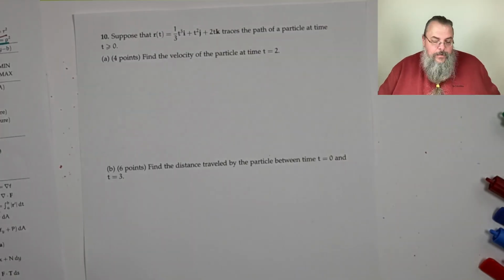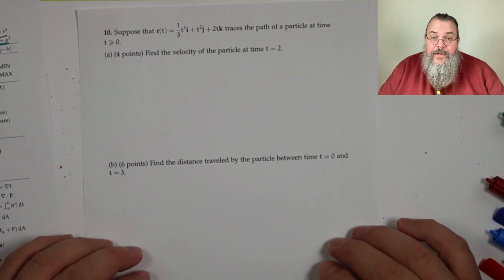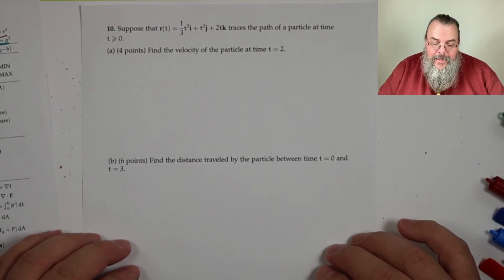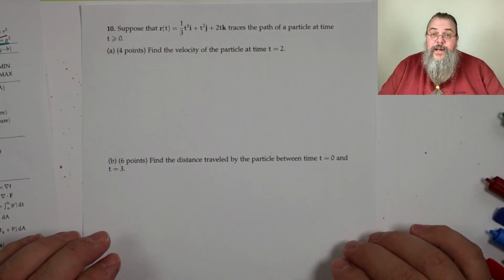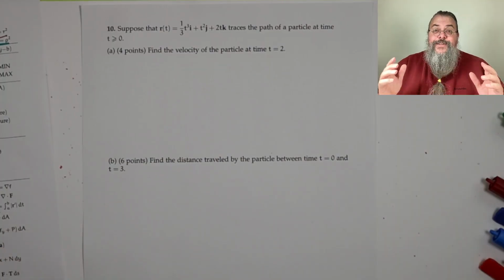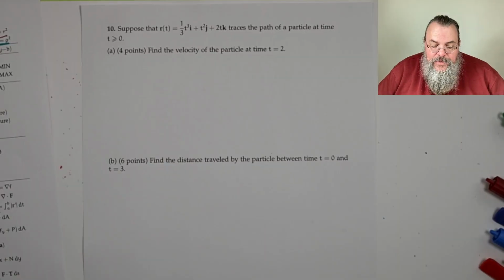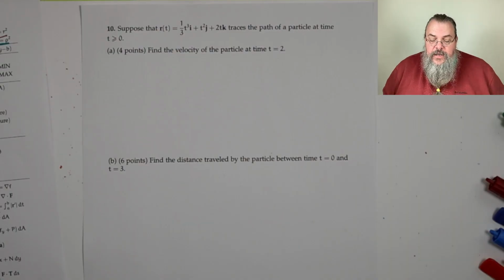Okay. Well, that brings us to number 10. Our last one. And I think we have plenty of time, so let's enjoy it. Suppose that r of t is (1/3)t cubed i plus t squared j plus 2t k, and it traces the path of a particle at time t greater than or equal to 0. Okay, so it's motion of a particle. Find the velocity of the particle at time t equals 2.